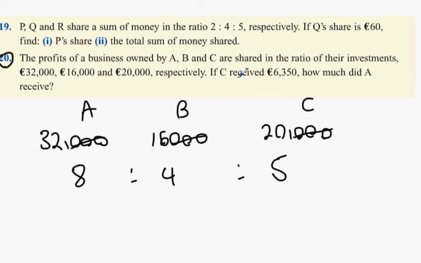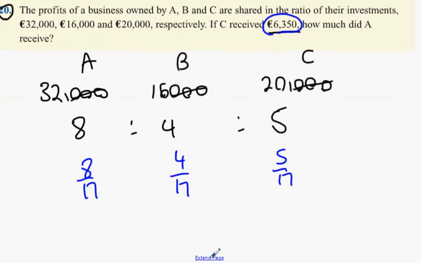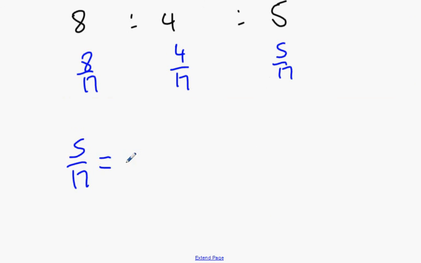Now, C received 6,350. What fraction does C receive? It's 5/17, whoever said that. 5/17 is what C receives. B will receive 4/17, and A will receive 8/17. Now what it's telling me is this: C got 6,350. So 5/17 is 6,350.